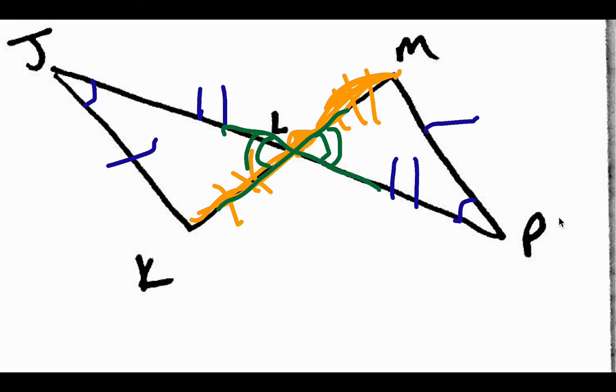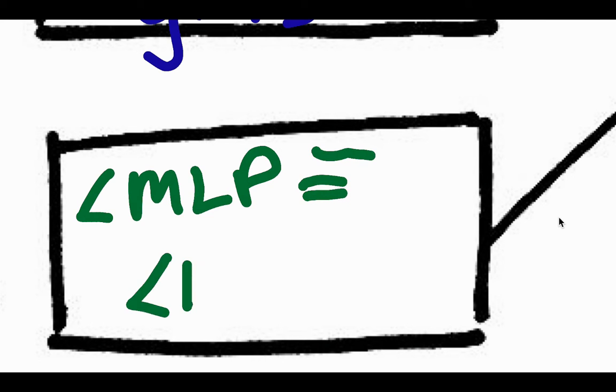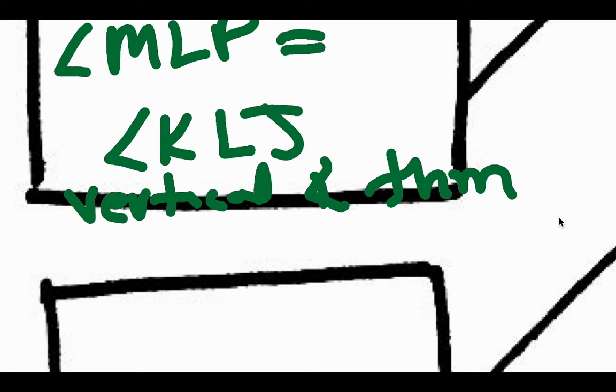When I write this congruency statement, I'm going to say MLP. So it must also say KLJ, because you want to go short side to the middle to the long side, short side to the middle to the long side, like that. So what did I say? MLP and KLJ. Just like that. And the reason, remember before, was vertical angle theorem.